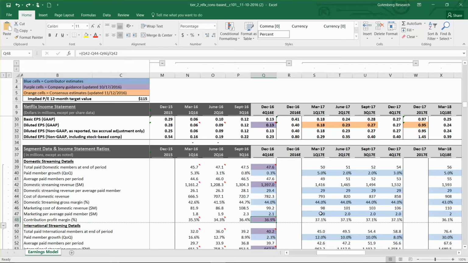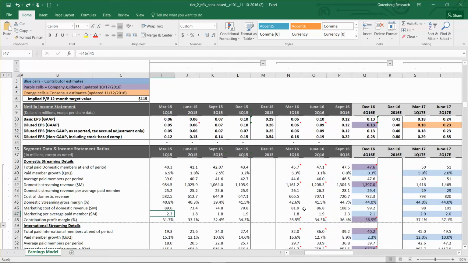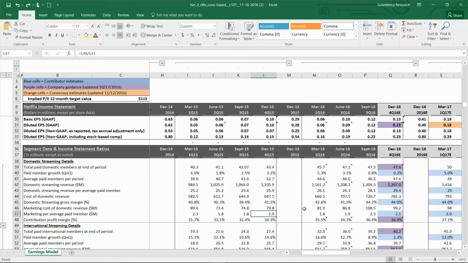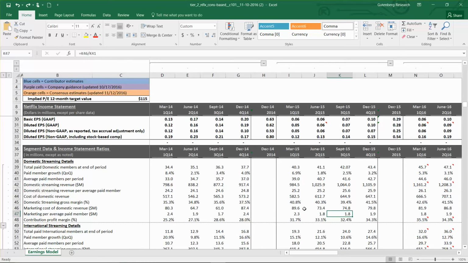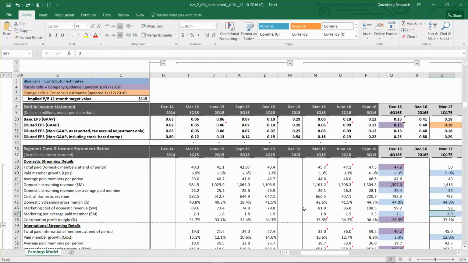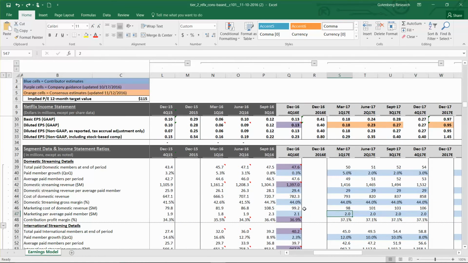So that's also a metric that you can change. So we kept it flat at $2 per member throughout 2017. If you are a Netflix bull, you might want to take this down to the $1.80 that we saw in the March quarter, or you might want to go back even further in history and try to add some seasonality to it. It doesn't really appear that there's any significant seasonality, but if you see it a different way, feel free to plug in your own assumptions there.